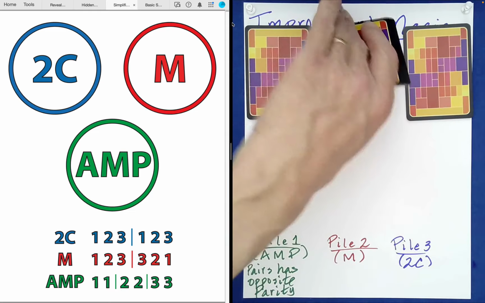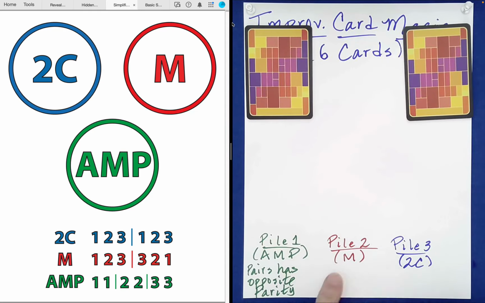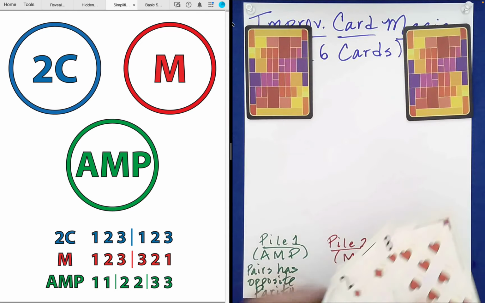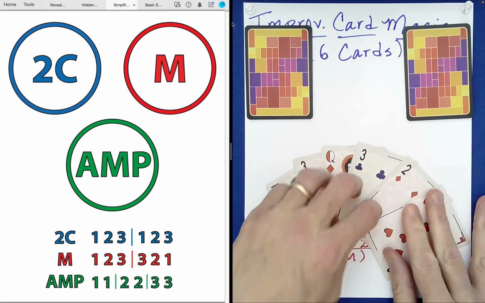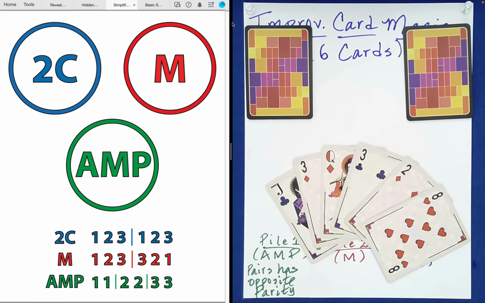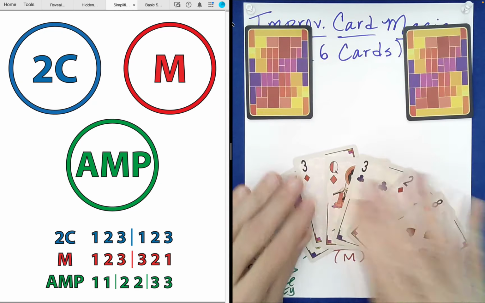Let's take a look at the next one. Now, it may be that we use this one for that one. It just depends on what we find that seems to be the most interesting or most surprising. Okay, so here is our second random packet of 6 cards. Okay, so quickly, as an AMP, what do we see?